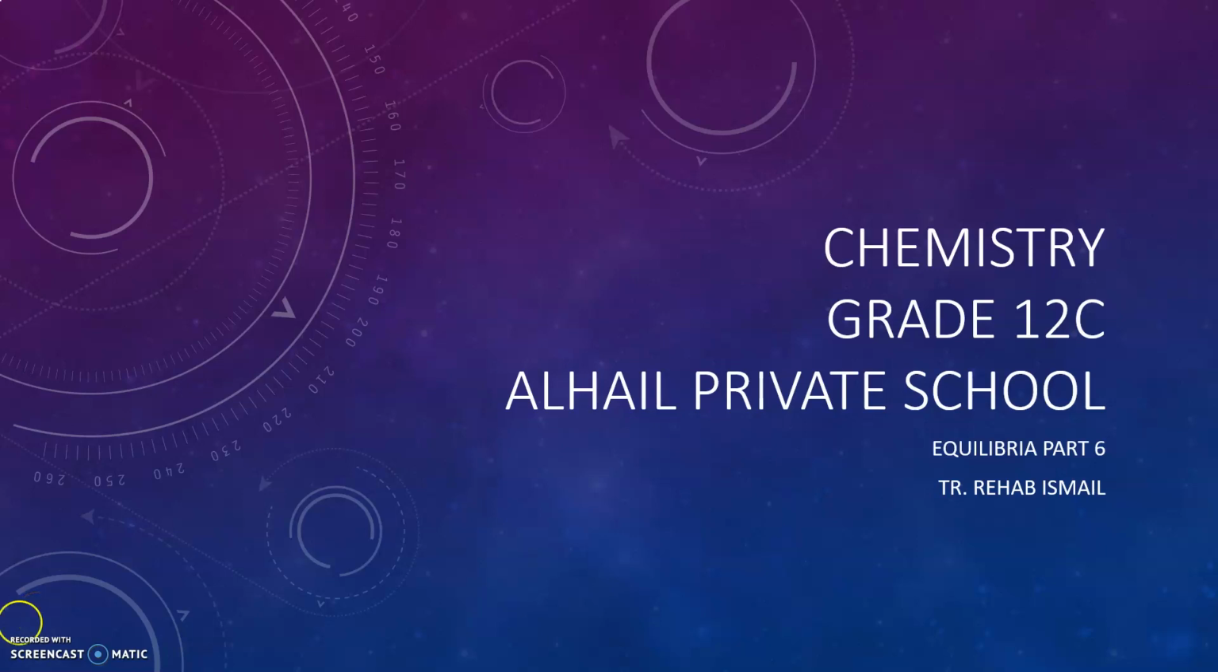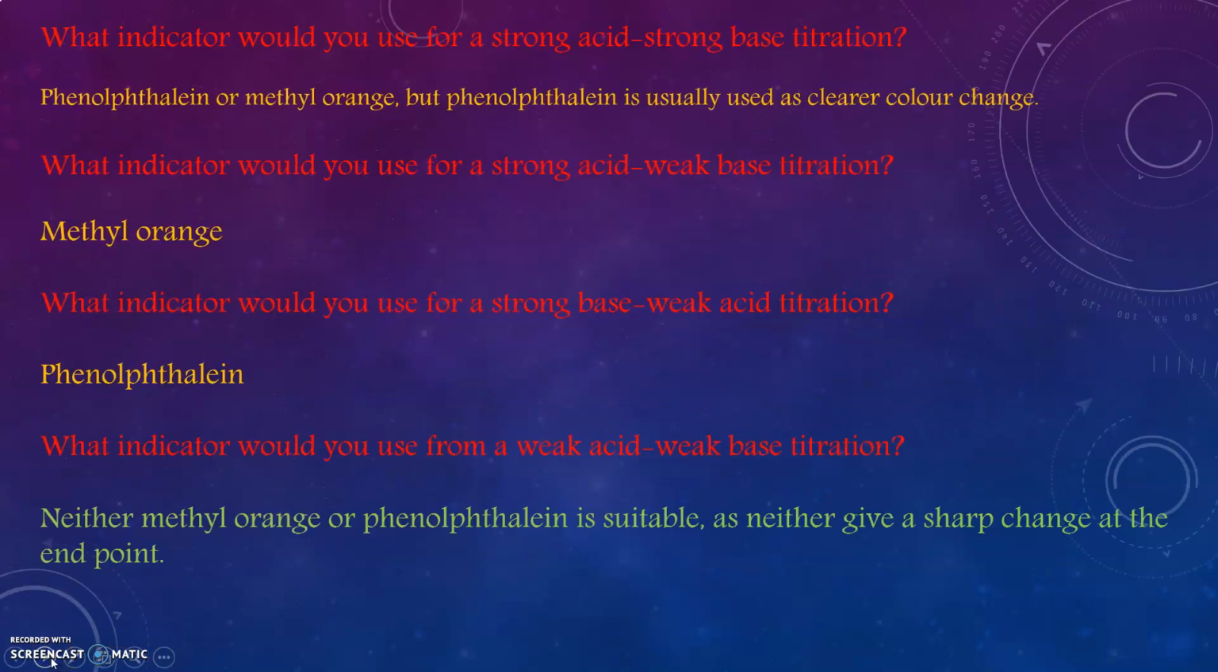Dear students, grade 12. Today's lesson we're going to continue about this chapter, which is equilibrium. In the previous video, we started talking about the indicators, and we said that indicators should be suitable to the type of titration, and we also have learned about the types of titration between strong acid, strong base, strong acid, weak base, strong base, weak acid, and weak acid and weak base.